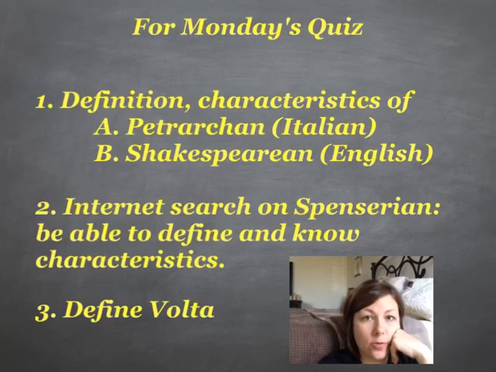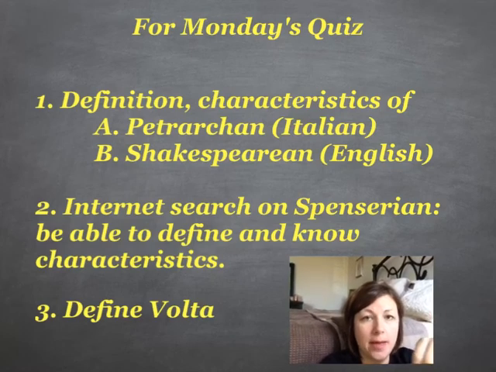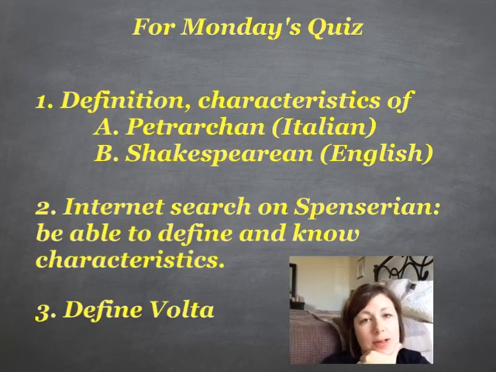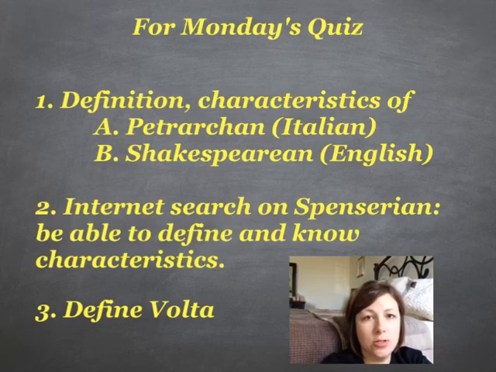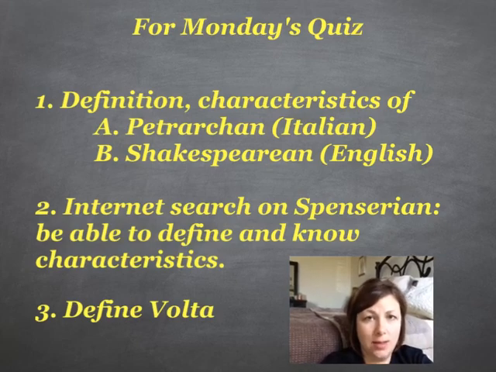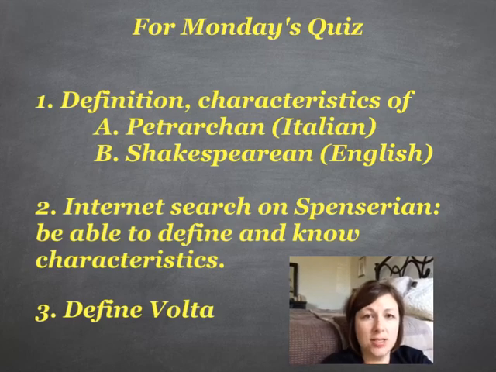Okay guys, so for Monday's quiz, I'm going to need you to be familiar with the characteristics and be able to define the Petrarchan and the English sonnets. I also need you to do your internet search and look up Spenserian sonnet, and again be able to define that and then identify characteristics. And then make sure that you understand the definition of the volta, or that shift, that change in the sonnet.